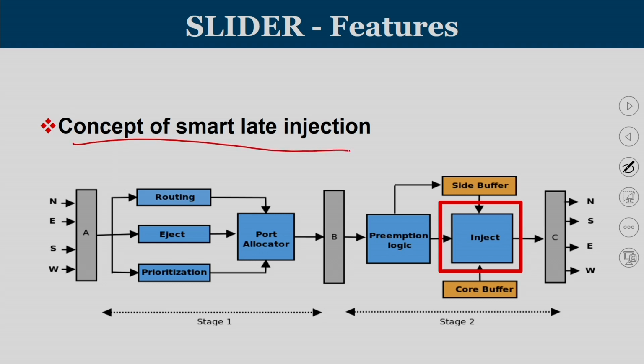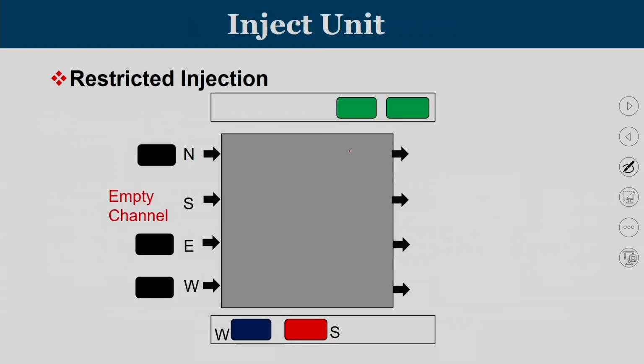So the concept of smart late injection, we will just try to understand what it is. This is the inject unit. What you see down there is the core buffer, and what you see up there is the side buffer. There are two green flits waiting in the side buffer, and two flits in the core buffer. The blue flit is waiting for the west output port, so its productive port is west, and the red flit is looking for the south output port. Consider a scenario where, by the time these flits reach the injection stage, the south channel is empty. So at the south output port, there is no flit.